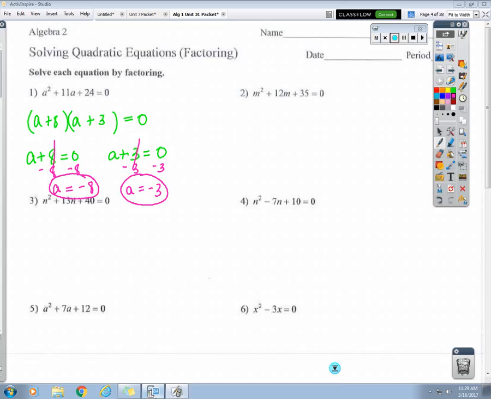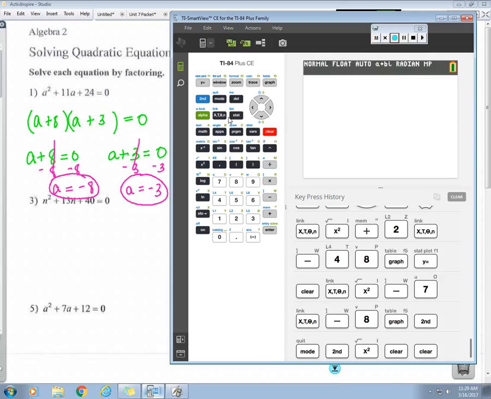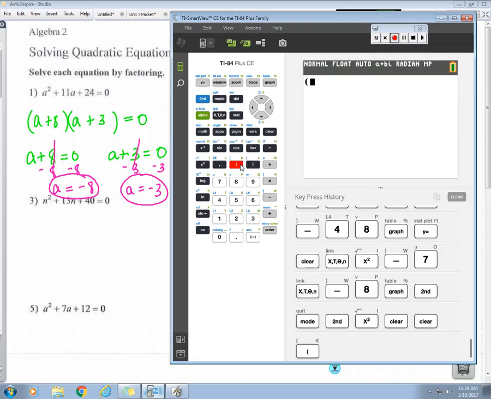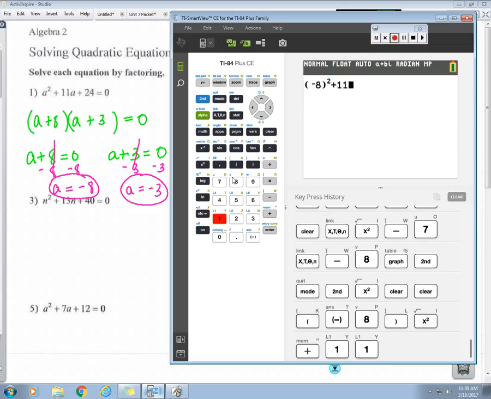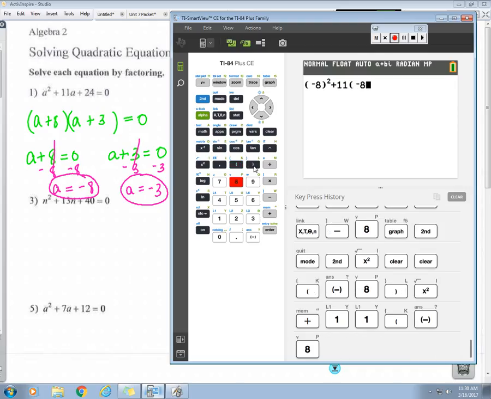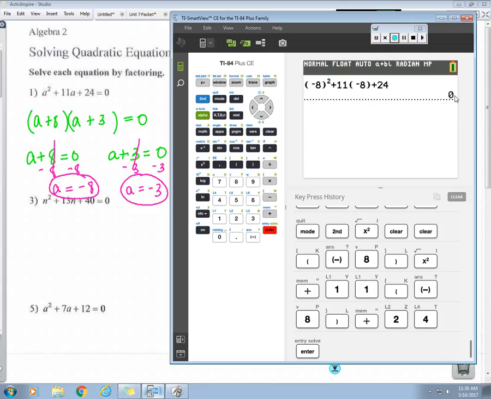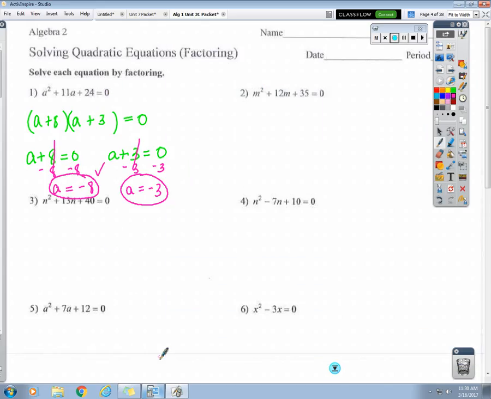Watch what I mean by that. If I type this trinomial in, a squared plus 11a plus 24, but each time I see an a, I plug in my negative 8. See how I'm typing in that exact same trinomial, but each time there was an a, I put in my first solution negative 8. When I hit equals, I get 0, which is what it says it equals. That confirms for me that negative 8 is one of the solutions.